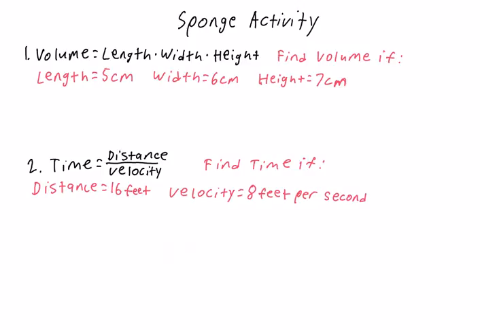Alright, so sponge activity. We have volume equals length times width times height. Find the volume if length is 5 centimeters, width is 6 centimeters, height is 7 centimeters. And number 2, time equals distance divided by velocity. Find time if distance is 16 feet, velocity is 8 feet per second.